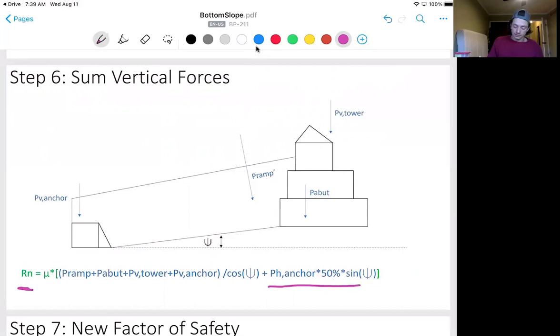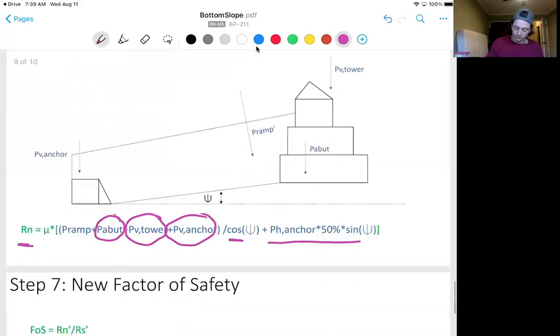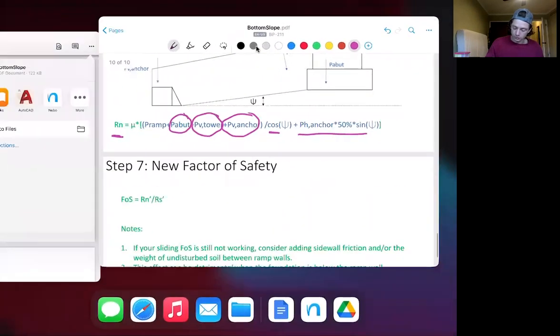50% of sine psi. And here, there's a small mistake. The equation is set up such that all vertical forces are being converted into the direction of the soil slope using cosine of psi. Remember, to be a bit more conservative, we took the P abutment, PV tower, and PV anchor out and consider their full value. We're just converting ramp. Whoops.